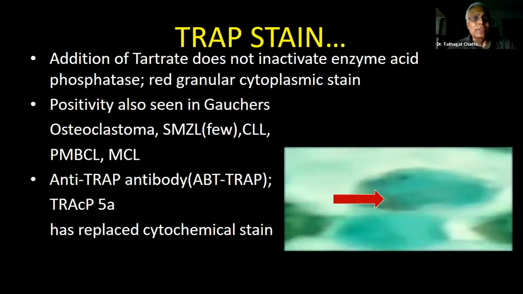And as you know, TRAP stain is also positive in Gaucher cells, osteoblastoma, a few cases of SMZL, CLL, primary mediastinal B-cell lymphoma, and mantle cell lymphoma.